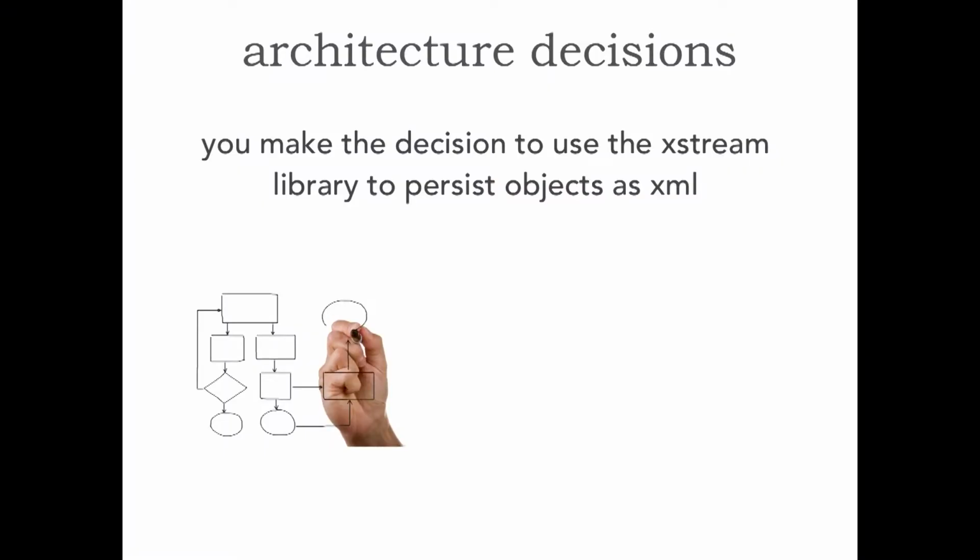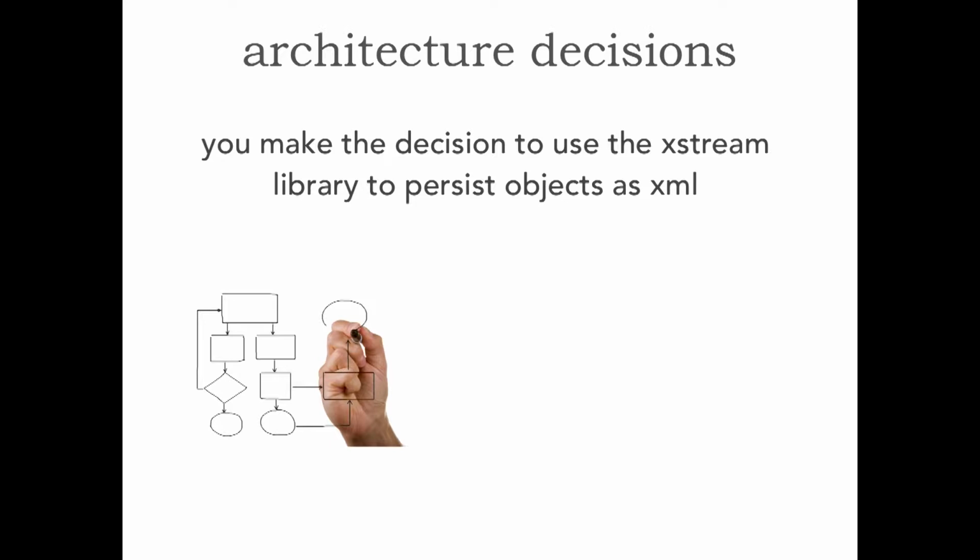Okay, so let's run through an exercise, and I would like you to try to figure out whether this is an architecture decision or not. You'll make the decision to use XStream, or the XStream library, to persist objects as XML. Question for you: is this an architecture decision or not?